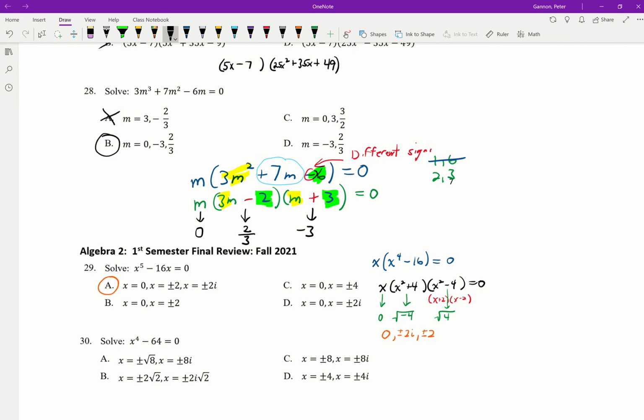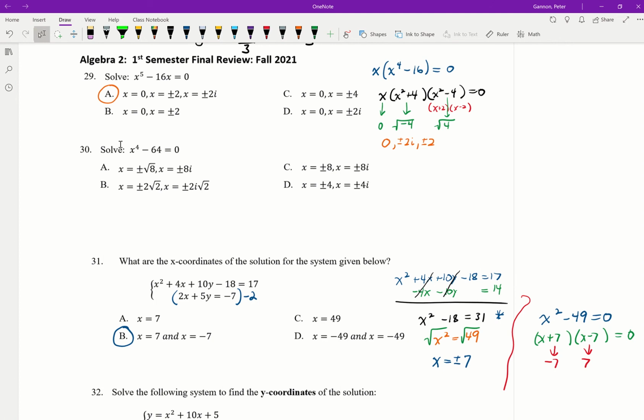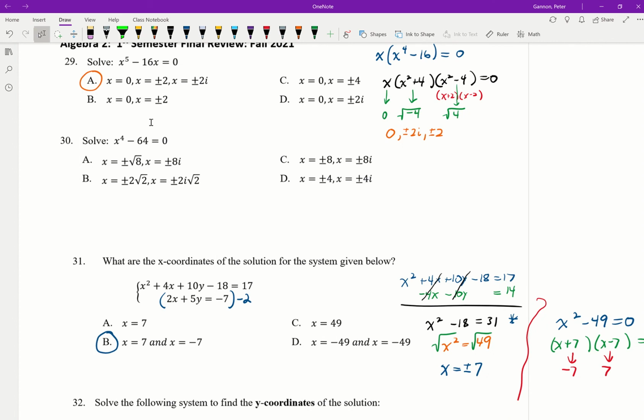Moving on to number 30. All right, this time it says solve x to the fourth minus 64 equals 0. You might be thinking right now that there's only one term with a variable, so we could add the 64 over. The problem we run into is we don't know how to take a fourth root. So really, the better approach to this problem is to factor the difference of squares. So you're going to get two binomials.